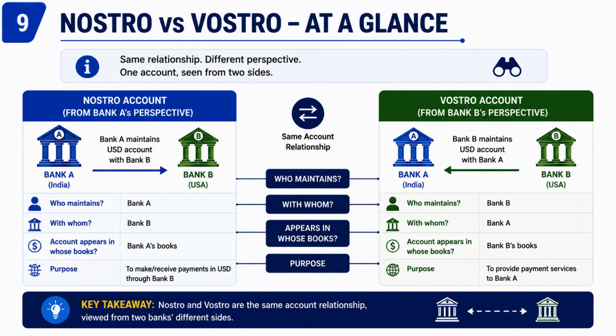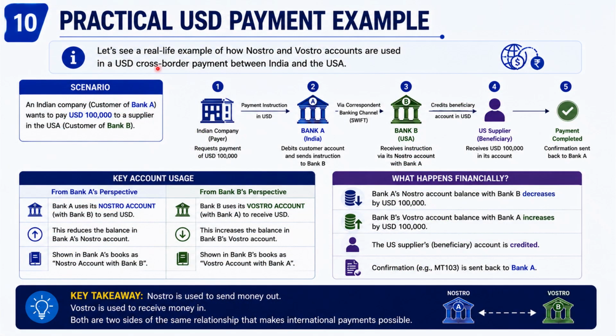Practical USD payment example. Let's look at a simplified example. Suppose a customer of Bank A wants to send US dollars to a beneficiary whose account is with Bank B. Bank A receives the customer's payment instruction and initiates the required payment process. Depending on the correspondent relationships and payment infrastructure available, the payment may be routed through one or more correspondent banks before reaching Bank B. Bank B then credits the beneficiary according to the applicable process. The exact account movements depend on the actual correspondent relationships used, so this should be understood as a conceptual example rather than a universal payment route.